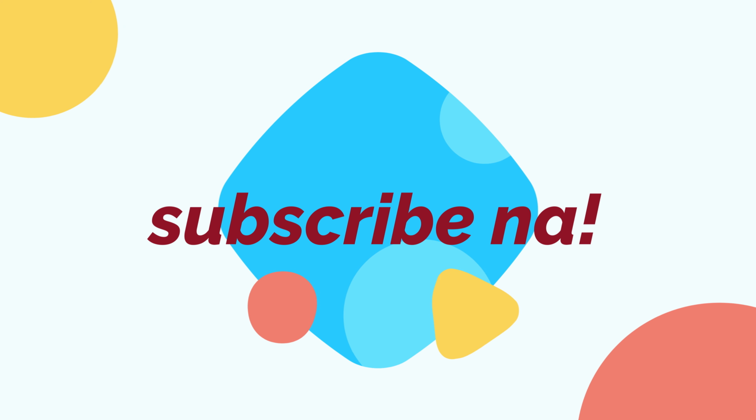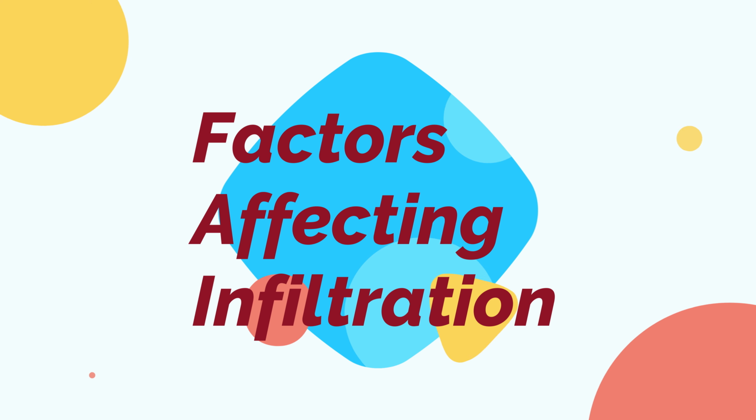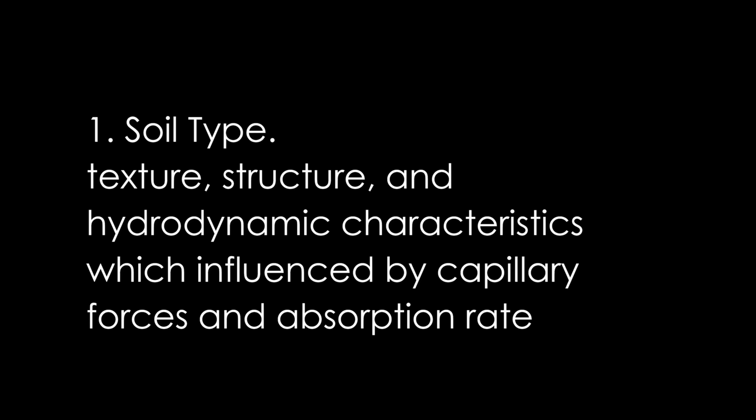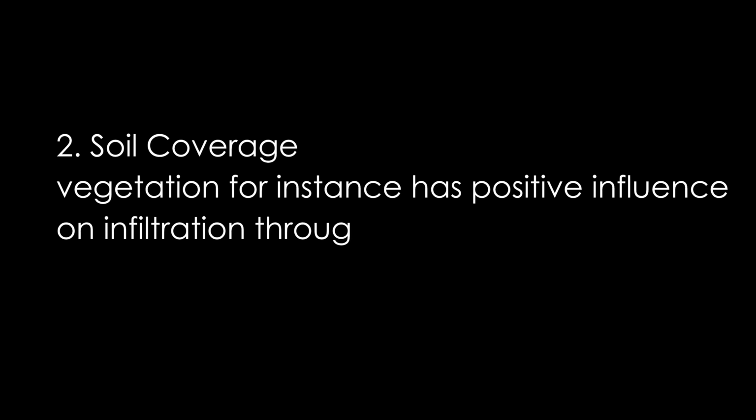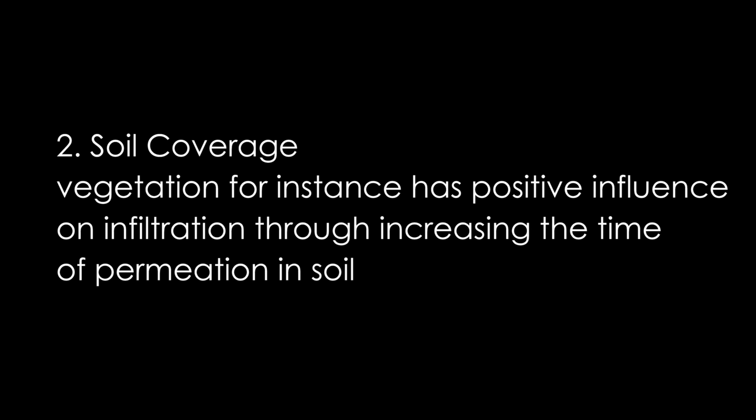Factors affecting infiltration. 1. Soil type. This includes texture, structure, and hydrodynamic characteristics which are influenced by capillary forces and absorption rate. 2. Soil coverage. Vegetation, for instance, has a positive influence on infiltration through increasing the time of permeation in soil. 3. Topography and morphology of slopes. 4. Flow supply. This includes rain intensity and irrigation flow.